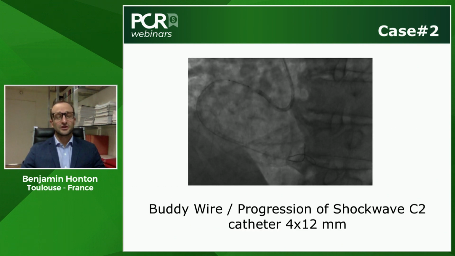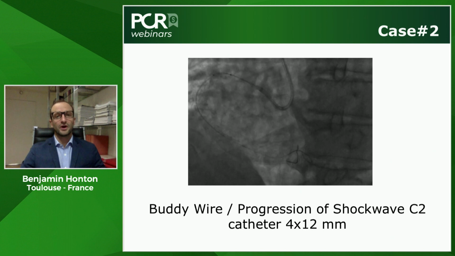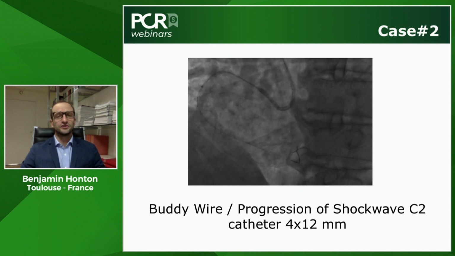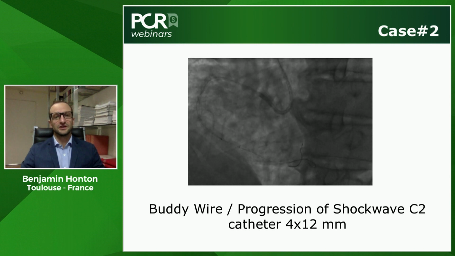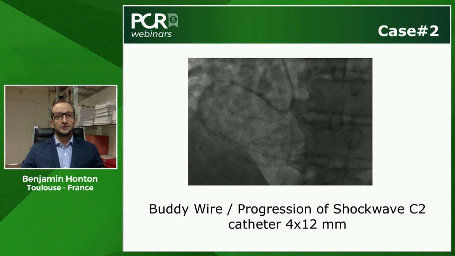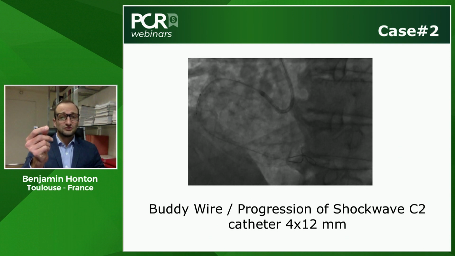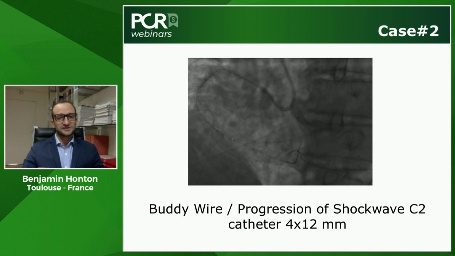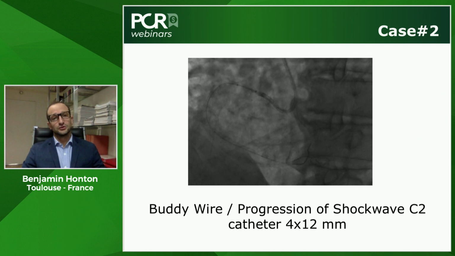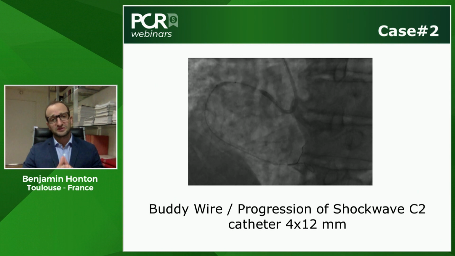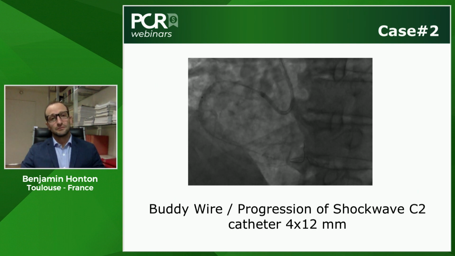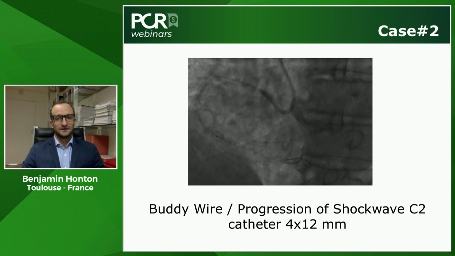And to increase our support, we will use a buddy wire technique. We tried to avoid the guiding catheter extension technique because of the tortuosity, and so we went with the buddy wire. And you can see this nice progression of the C2 Shockwave catheter, 4 millimeter balloon, until the distal part. And of course, you can see that the buddy wire technique has straightened the second part and the tortuosity of the right coronary artery.